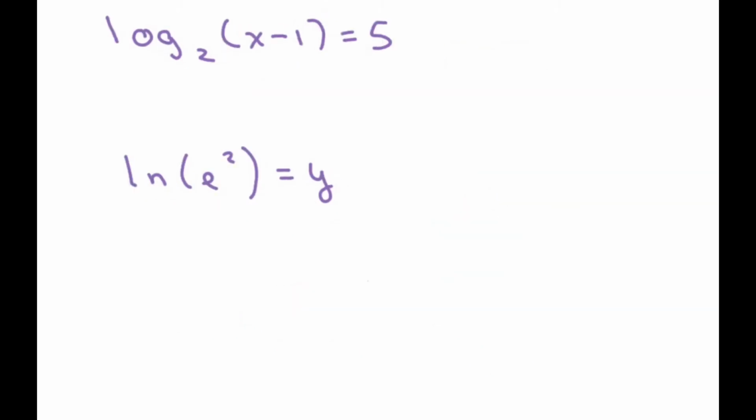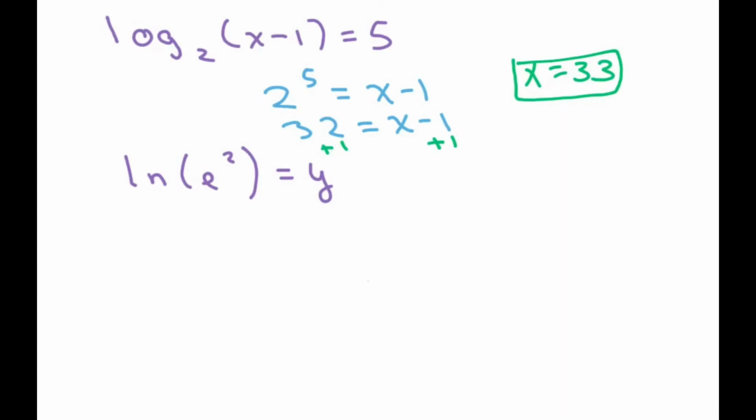Next one, we're going to rewrite this. Now this one we can't do in our head very well, so I'm going to write 2 to the 5th power equals my value, which is x minus 1. So what we have is 32 equals x minus 1. If you add 1 to both sides, you get x equals 33.